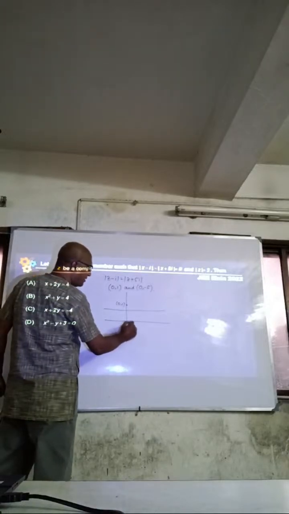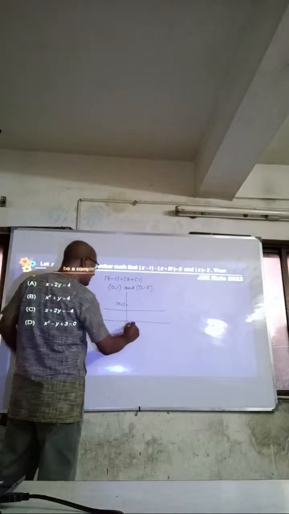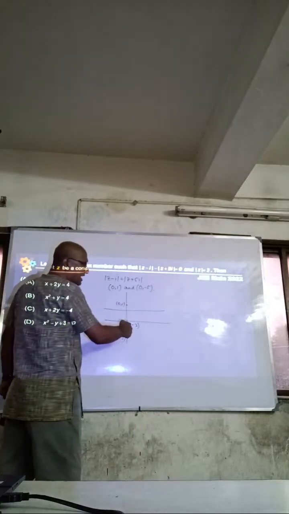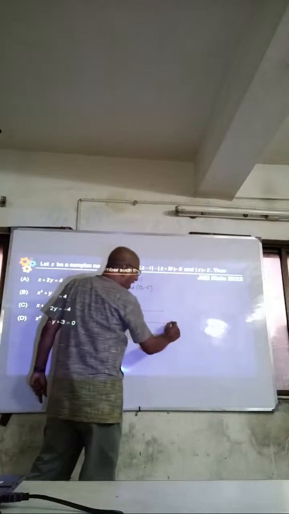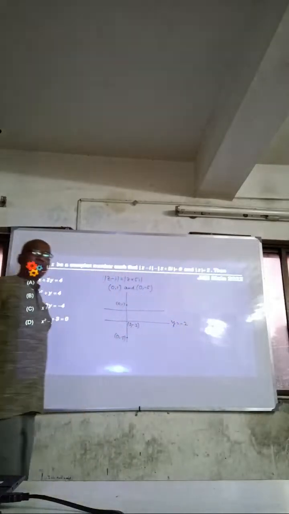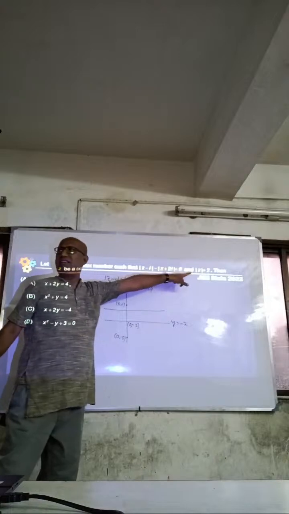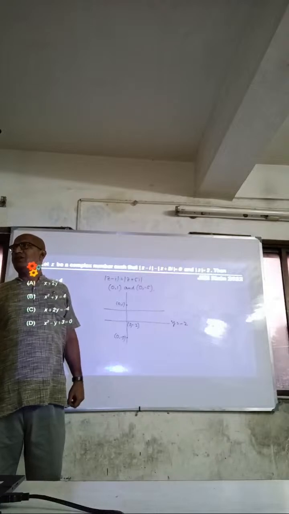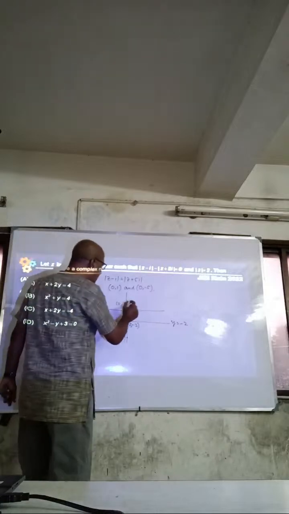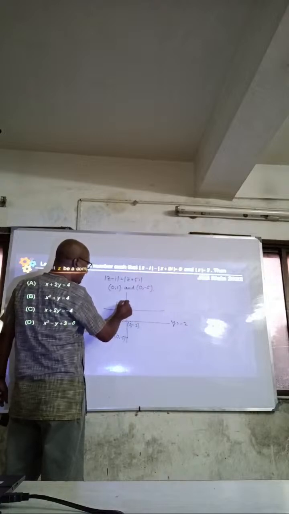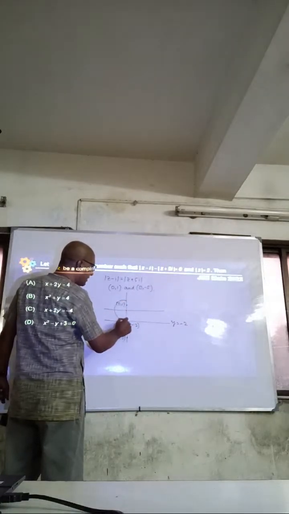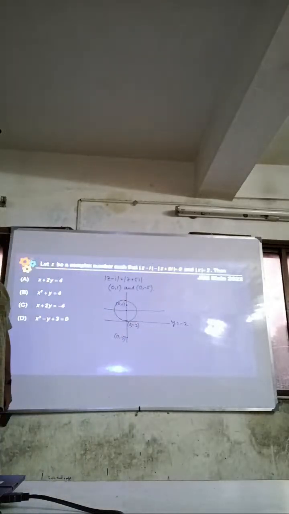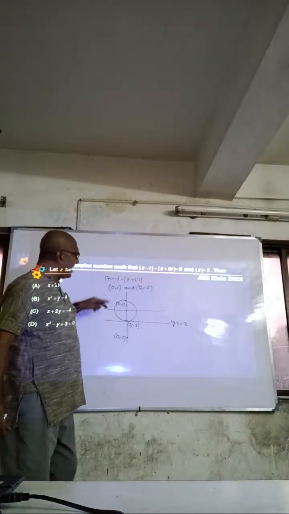This line is passing through which point? 0, minus 2. Then what is the equation of this line? y equals to minus 2. Now what about this mod z equals to 2? It represents a circle whose center is at the origin and radius is 2 units. It will look something like this. Yes or no?